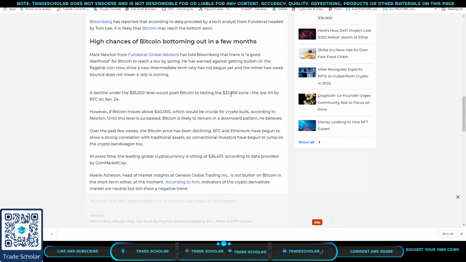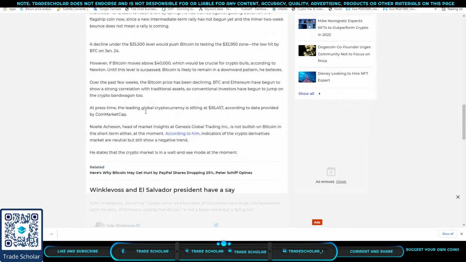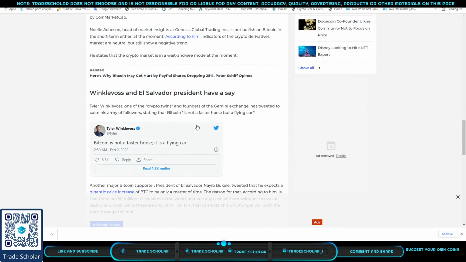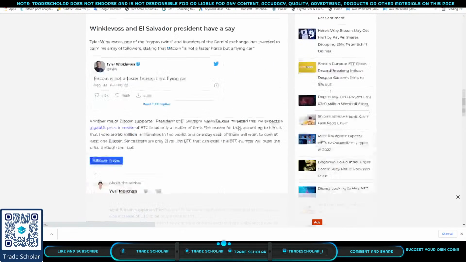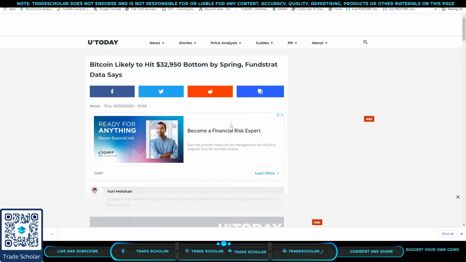However, if Bitcoin moves above 40, which would be crucial for crypto bulls, according to Newton, until this level is surpassed, Bitcoin is likely to remain in a downward pattern, he believes. At present, the leading global crypto is sitting at 36.4. Bitcoin is not a faster horse. It is a flying car. Wow, modern. Okay, so this is for our news, Bitcoin.